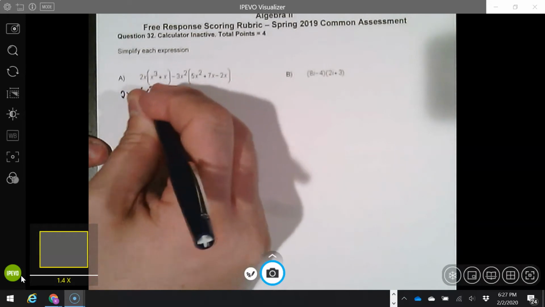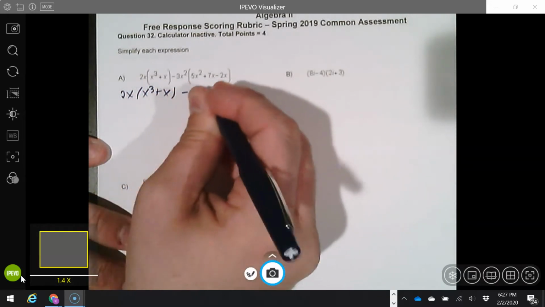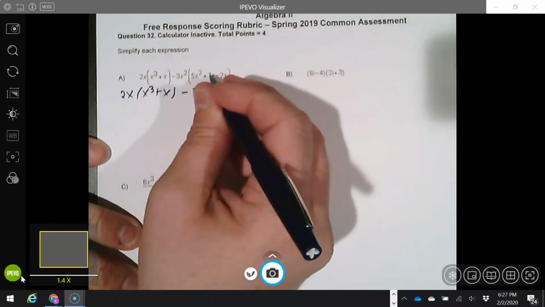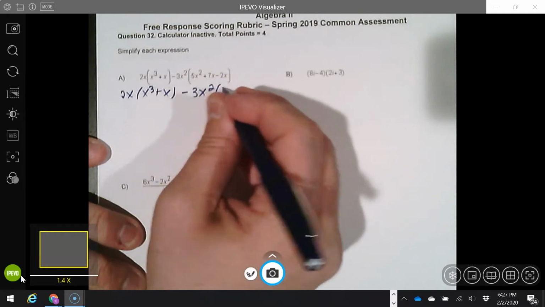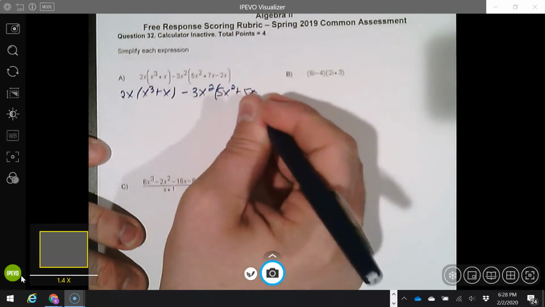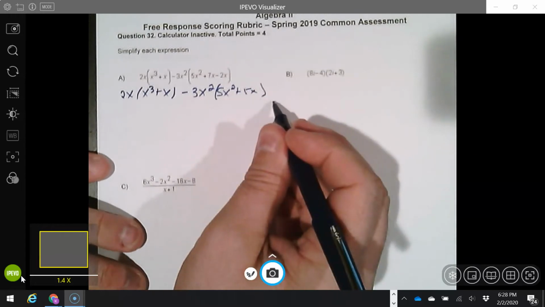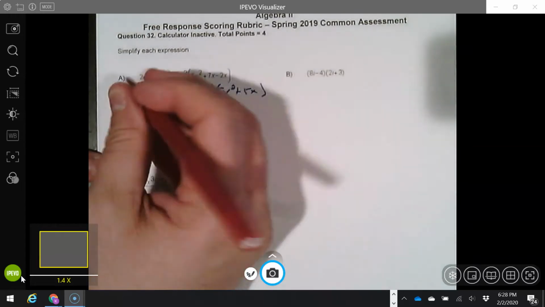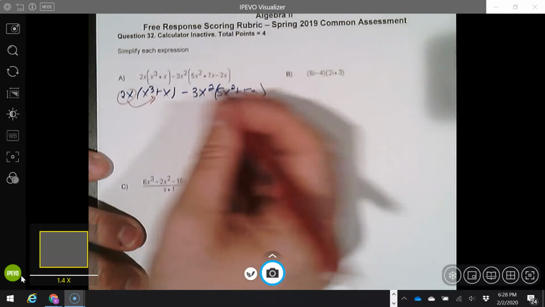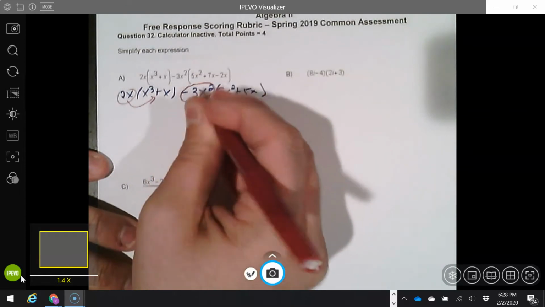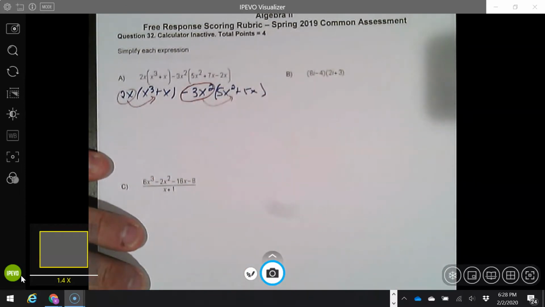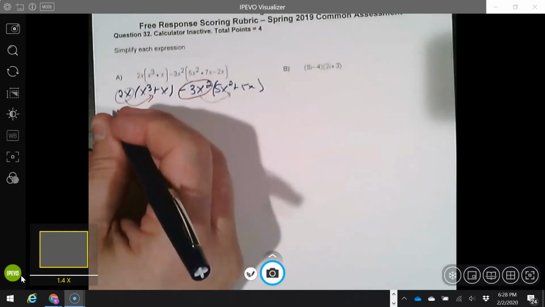I'm going to start by looking at that second parentheses. 5x squared plus 7x minus 2x. I see like terms at the end. I'll make that 5x squared plus 5x. Now I'm going to distribute the 2x through this parentheses and the negative 3x squared through that parentheses.